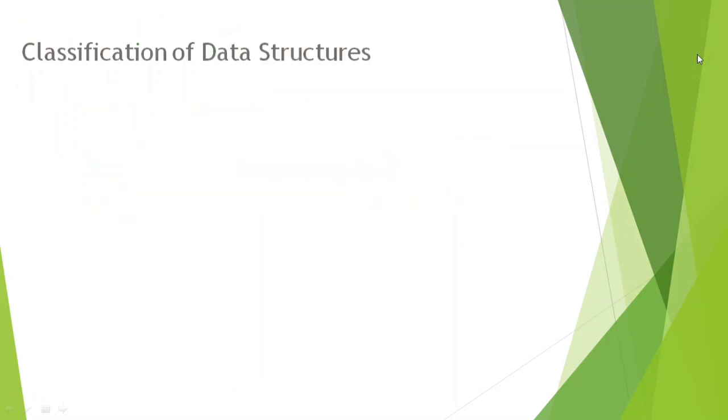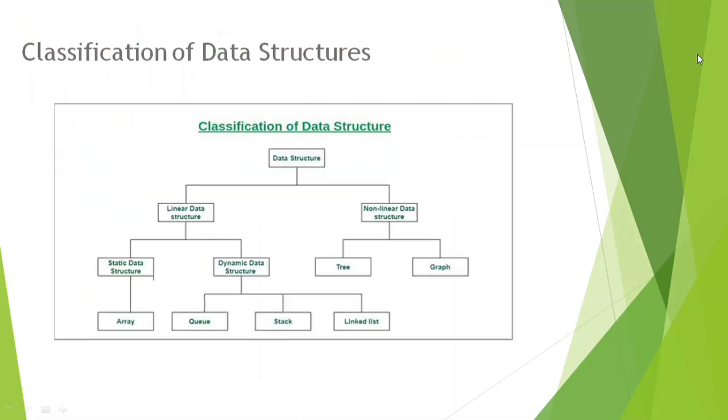Now let us learn about the classification of data structures. The classification of data structures is given below. Before linear and non-linear data structures, there are the primitive and non-primitive data structures. Under the primitive data structures, there are integers, float, character, pointer. These are the primitive ones. They are the basic ones.